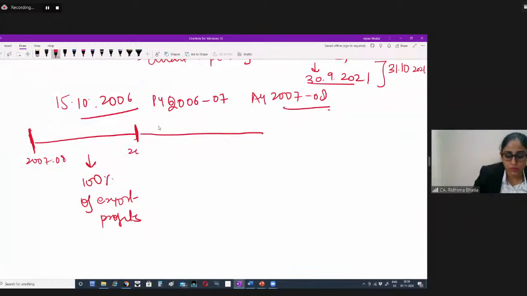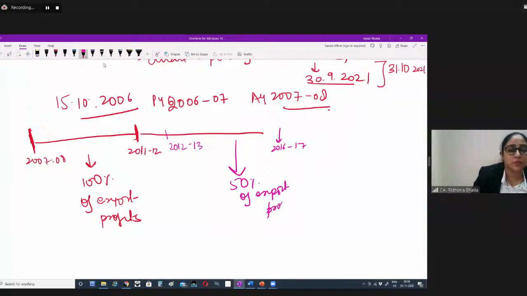Okay, then so from 2007-08 to you can say 2011-12. Okay, then for the next 5 years, that is from 2012-13 to 2016-17, 50% of the export profits would be exempt. Next part, again, 50%.